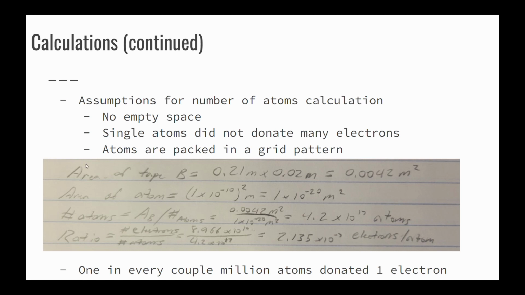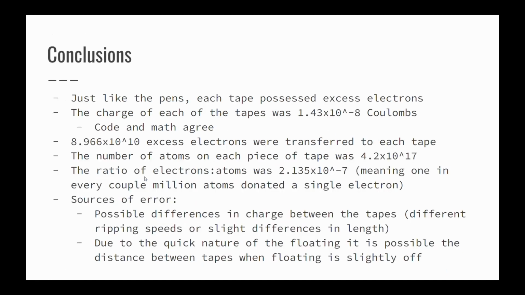As we go through these calculations, we can also try to extract how many electrons per atom there were. We took a couple of assumptions that are listed here, and as we go through the calculations, we find that the ratio of electrons to atoms ended up being 2.135 times 10 to the negative 7, which means that only 1 in every couple million atoms donated a single electron.